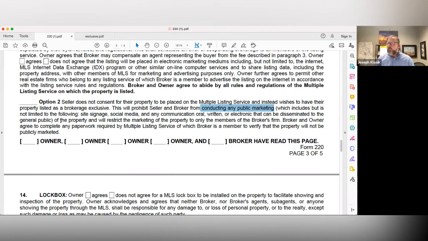Let's see here. This then says this will restrict the marketing of the property to only members of the brokerage firm. Broker and owner agree to complete any paperwork required by the multiple listing service, and verify the property will not be publicly marketed. All right. So this is basically what we've been doing up until this point as a company, right? We had whatever time we wanted to put it in MLS. We couldn't publicly market it. We were letting, however, our agents within the firm know. However, what started to happen is then those agents started to have buyers that wanted to see it. So this would be the option you would want.